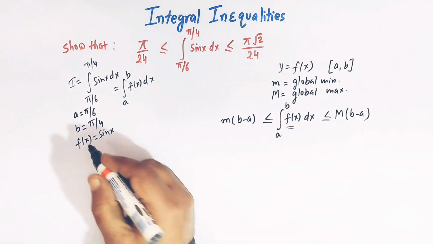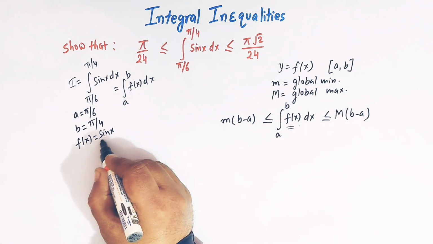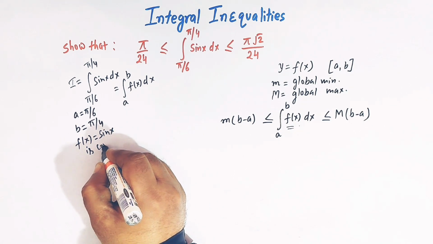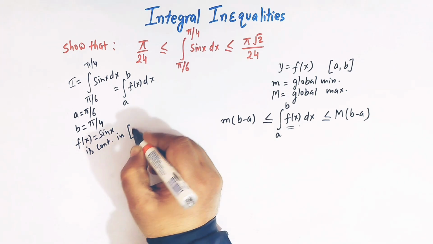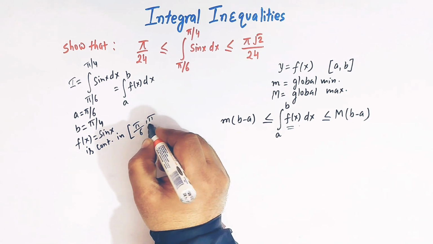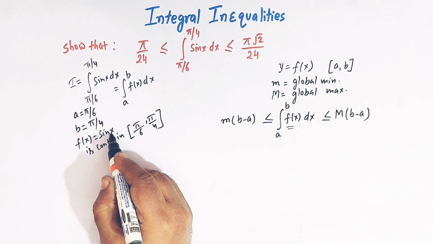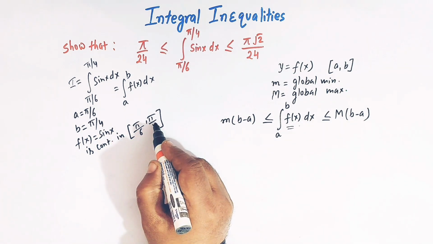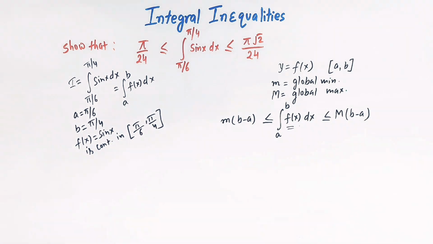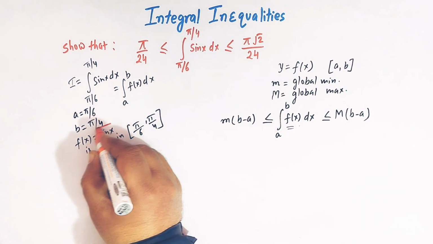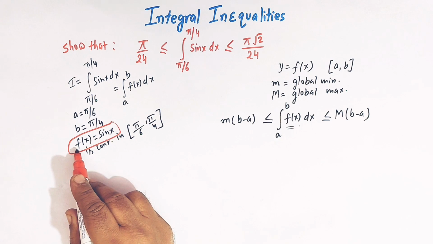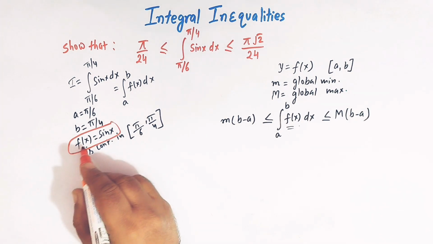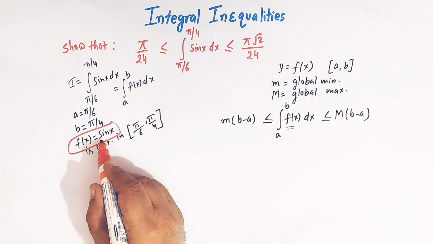And we know that this trigonometric function sine x is continuous in the interval pi by 6 to pi by 4, right? So this function is obviously continuous and differentiable in the interval pi by 6 to pi by 4. So now let us investigate this function, right? That is f of x is equal to sine x. So now let us differentiate this function f of x is equal to sine x.